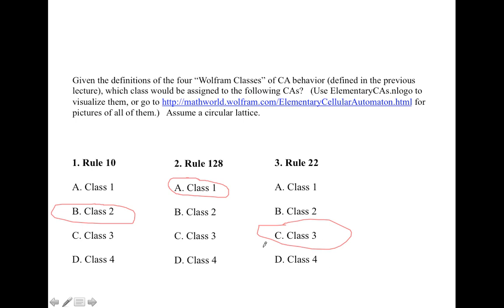It's even harder to say what class 4 is. This one is pretty vague. It's hard to tell between class 3 and class 4, and people have joked that class 4 are all the cellular automata that Wolfram himself calls class 4.